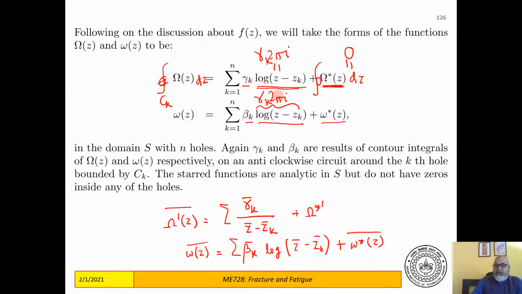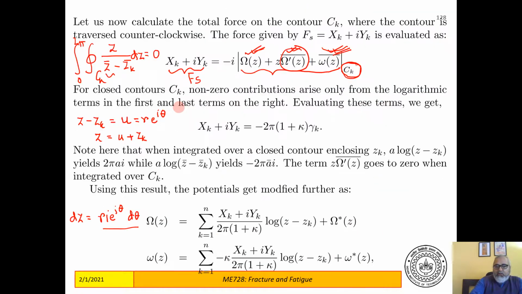But we have already shown from the single valuedness of the displacement that this will be beta k. We have already shown that beta k is equal to minus kappa gamma k. So this quantity would be minus kappa gamma k 2 pi i. And this again dz of this over the whole thing would be equal to 0. So we already know what these integrals are, and that is what we are going to put. This integral will be 0, this contour integral will be 0, this will be beta k times 2 pi i, this will be alpha k times 2 pi i. Use the relationship between beta and alpha, and this is what you will get.